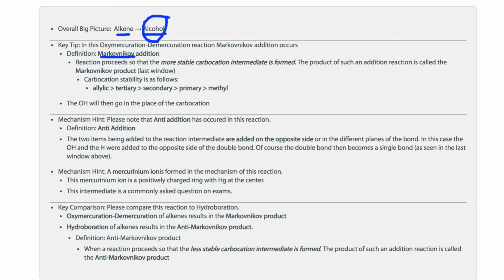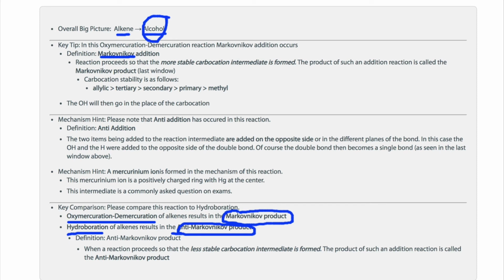Although not in the name, this is an example of a hydration reaction because overall a molecule of water has been added across the double bond. But there are two types of hydration reactions in organic chemistry. The oxymercuration-demercuration, which has a regioselectivity of Markovnikov, meaning the OH is on the more substituted carbon, and also hydroboration oxidation, which is said to occur in anti-Markovnikov regioselectivity. This means that the OH is on the less substituted carbon across the double bond.